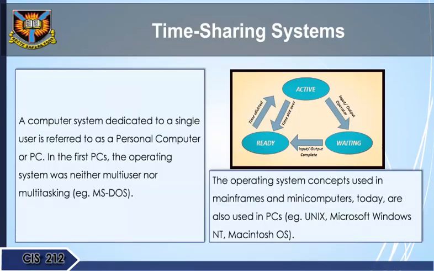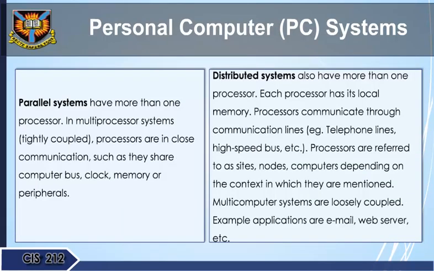A computer system dedicated to a single user is referred to as a personal computer or PC. In the first PCs, the operating system was neither multi-user nor multitasking. The operating system concepts used in mainframes and microcomputers today are also used in PCs. For example, Unix, Microsoft Windows NT, Macintosh OS. Personal computer systems. Parallel systems have more than one processor.